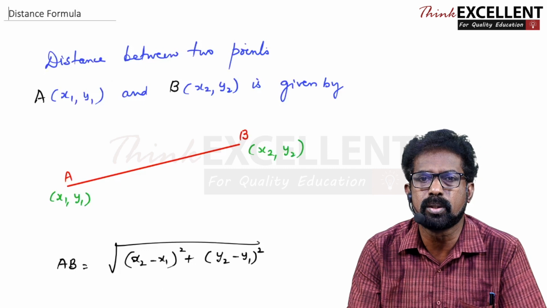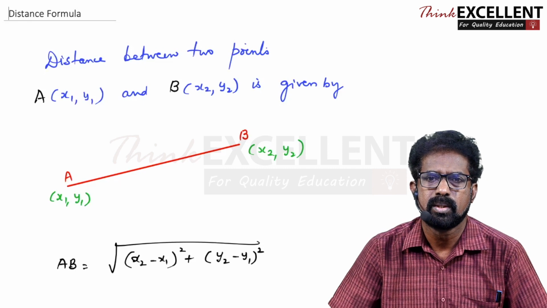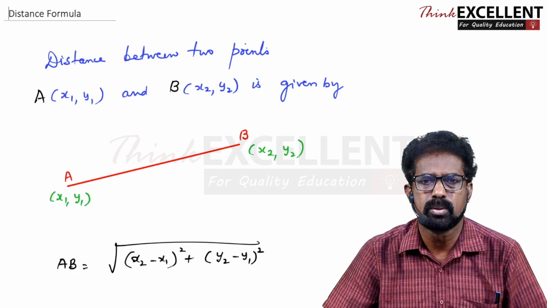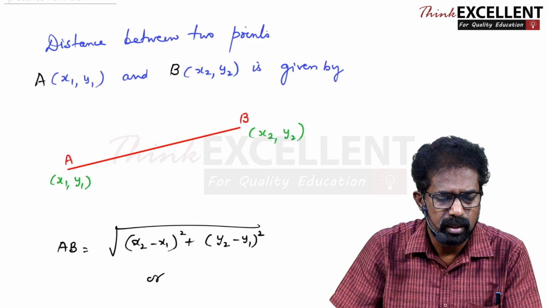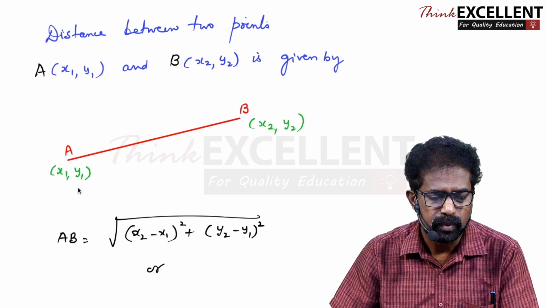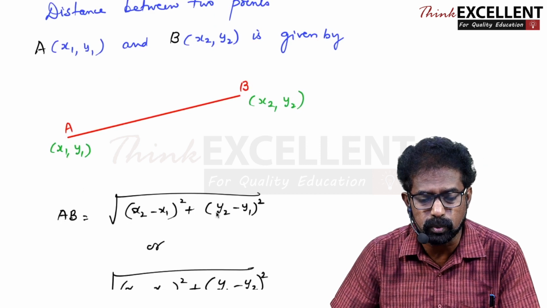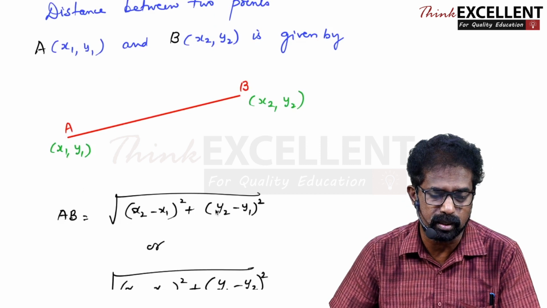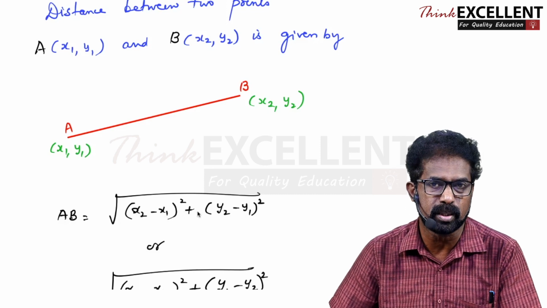Why do we use the distance formula? What is the distance between 2 points? They give two points, x1 y1 and x2 y2. To find the distance between them, we have to use the formula. I'm taking the first point as A and the second point as B. Then AB equals root of x2 minus x1 the whole square plus y2 minus y1 the whole square.